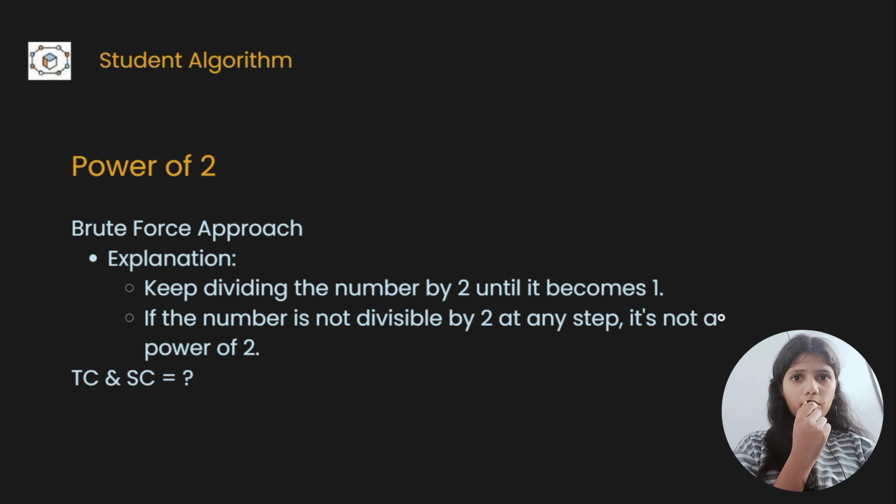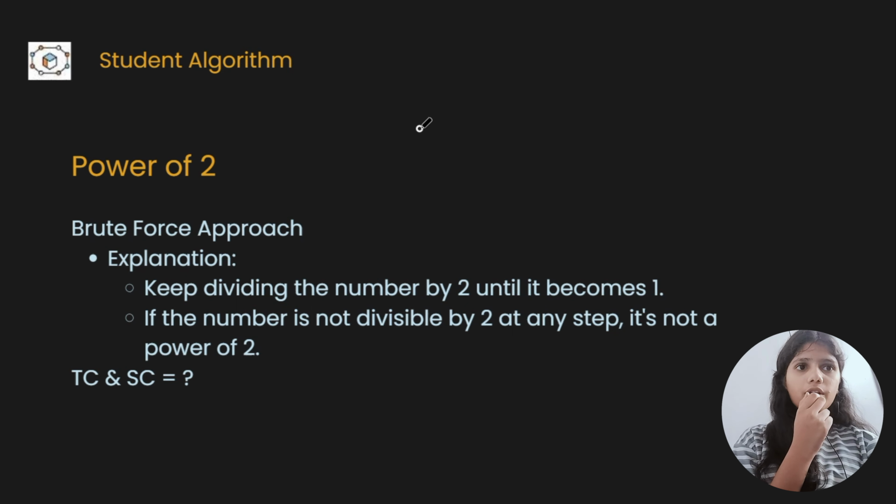12 is not a power of 2, because we cannot write it in a single form. We can write it in the form of 2 power 3 plus 2 power 2, something like that, but we cannot write it directly, right? So how do we find whether the given number is a power of 2 or not? Using loops, of course. Keep dividing the number by 2 until it becomes 1.